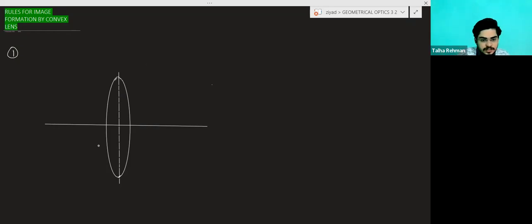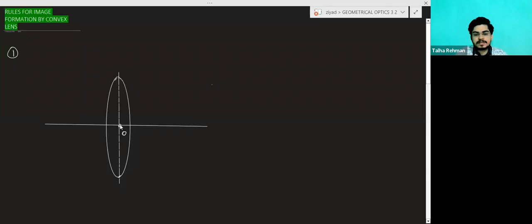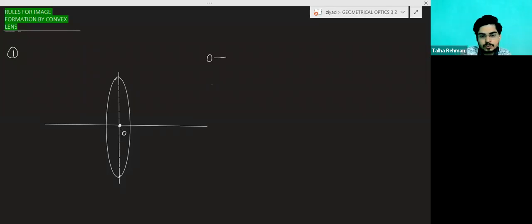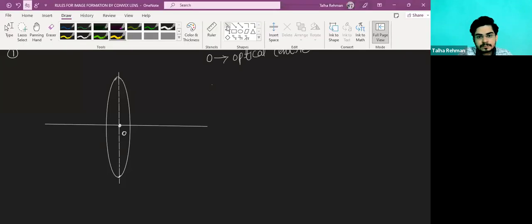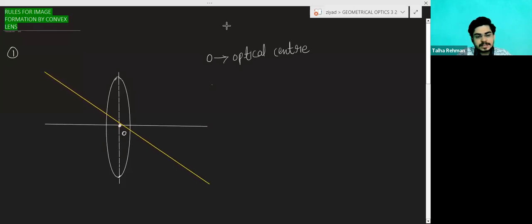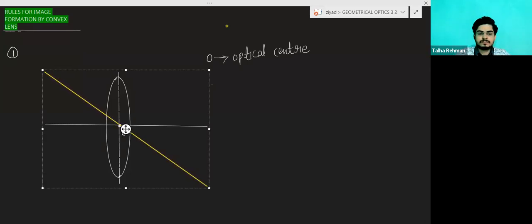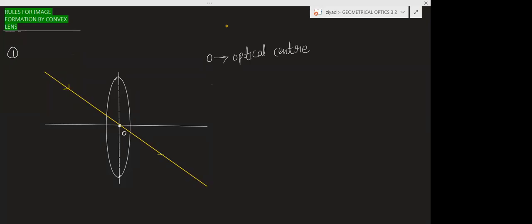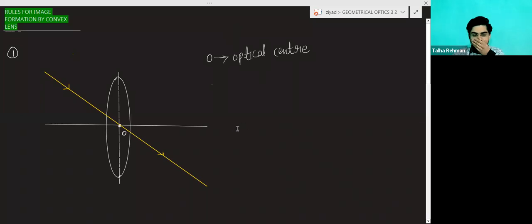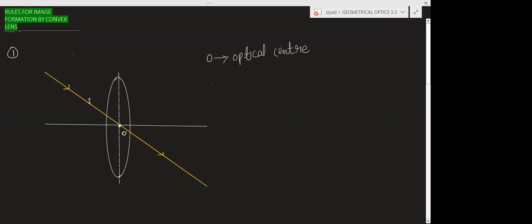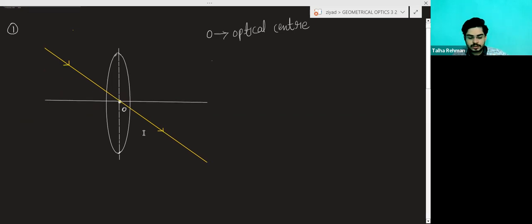For example, if this is the optical center, this point I am supposing as the optical center O. Now, if a ray of light is passing from the optical center, it will pass straight. There will be no deviation. This is the first rule. Earlier also we discussed the optical center. If a ray of light is passing from the optical center, it will pass straight. There will be no deviation.